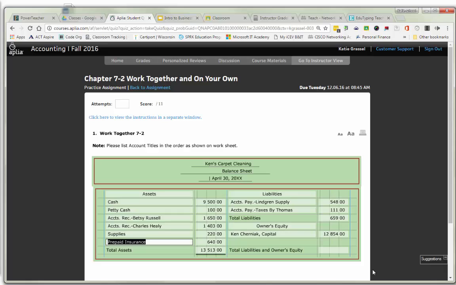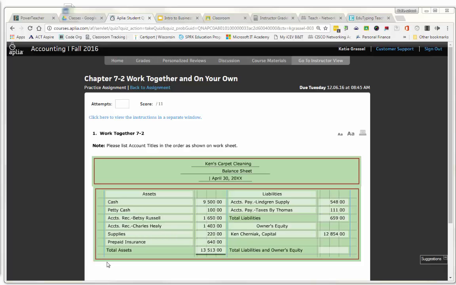The whole point of my balance sheet is this number, where it says total liabilities and owner's equity, has to equal my total assets. If it doesn't, I know there's a mistake, and I need to find and fix it. And if you can't find it and fix it, you say, Mrs. Grassel, I need some help, and I'll come help you find it. Most common mistake, if it doesn't come out, is because we didn't calculate that capital, though. So if I take 12,854 and I add my $659, I get $13,513, and I do my happy dance because my balance sheet equals. Whoop, whoop. Go ahead and try on your own.